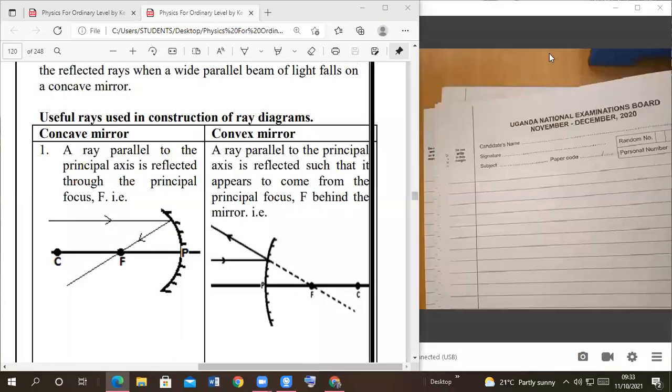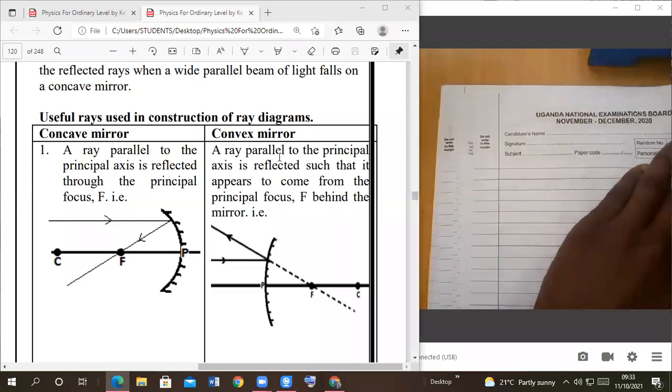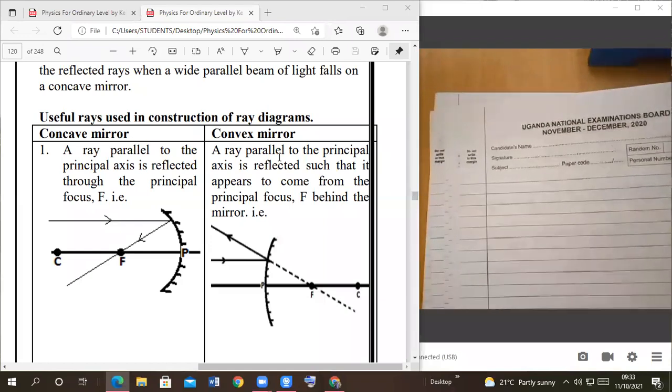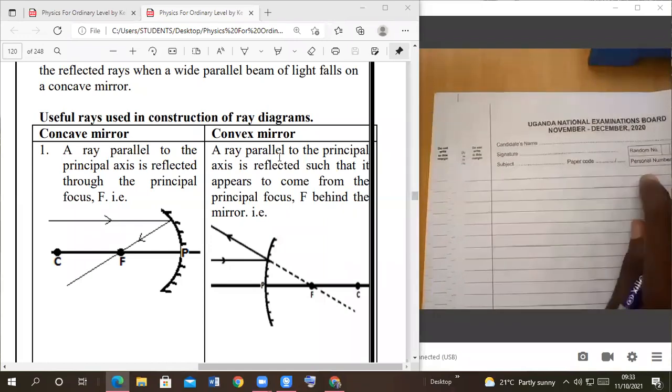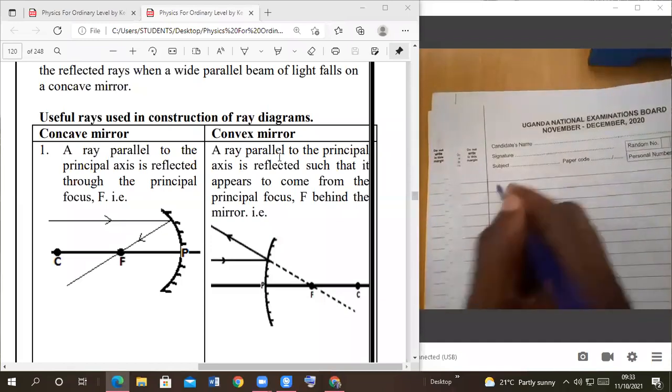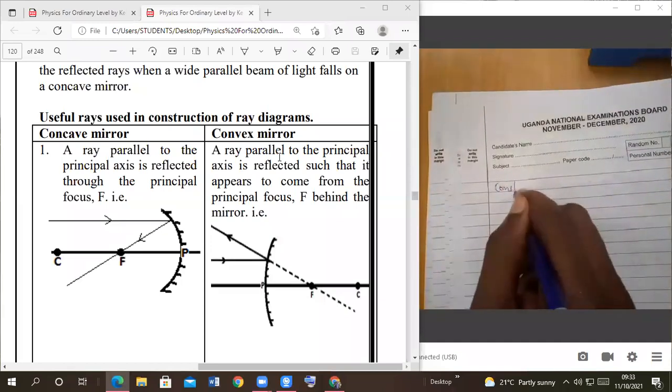So let's start with some key aspects. Our subheading, our heading, is construction of ray diagrams.